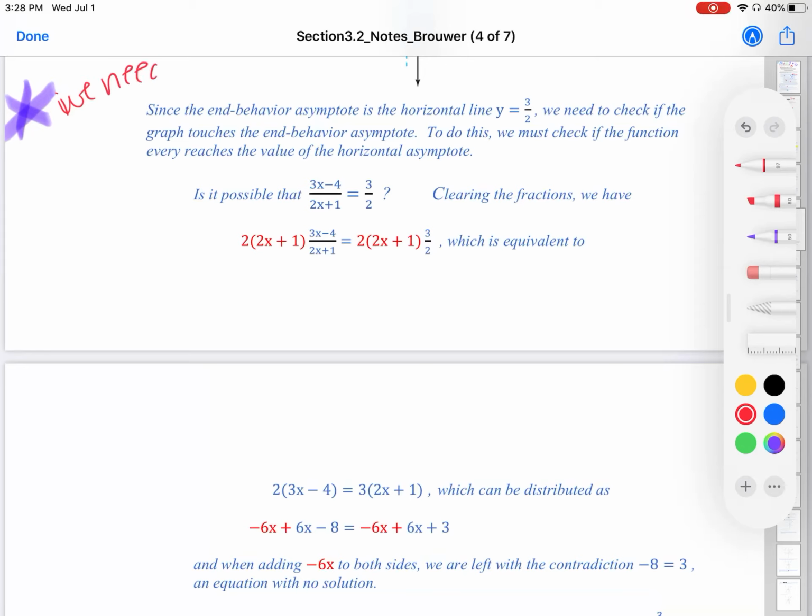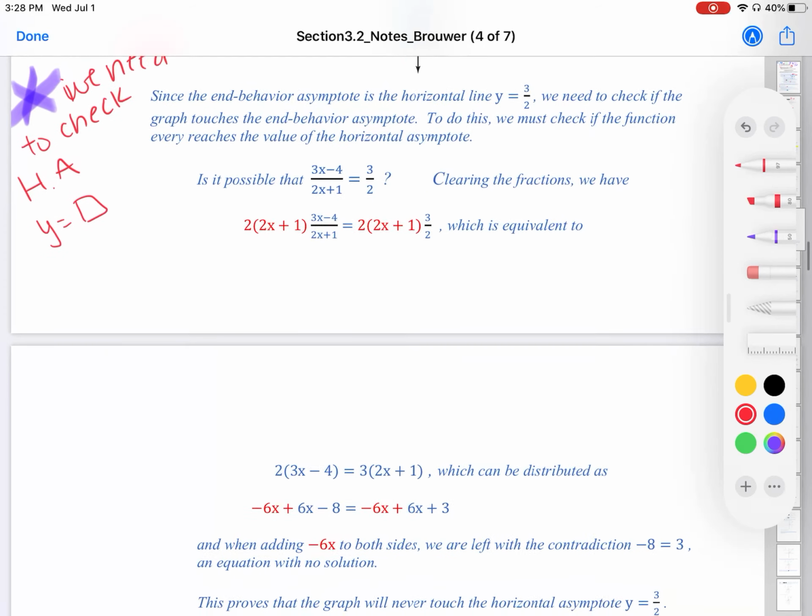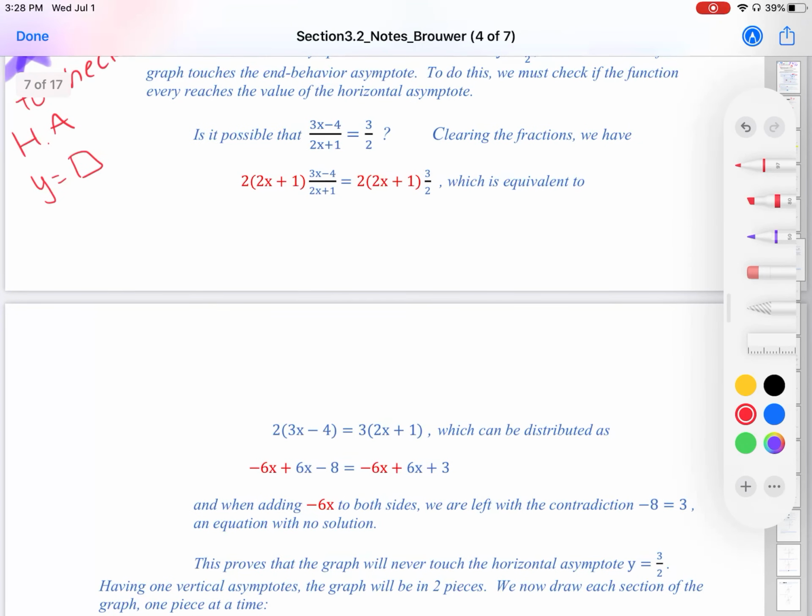We need to check horizontal asymptotes when y equals a number. When it's 0, it tends to work out to where we create a false statement. But when we get y equals some type of number other than 0, we need to be careful and check them. Even if they're 0, you have to be careful sometimes.